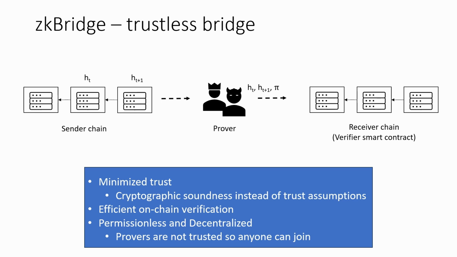The benefit of this system over traditional intermediaries are that it replaces trust assumptions with cryptographic soundness. We can have efficient on-chain verification because of SNARK succinctness. And finally, we can onboard provers in a permissionless and decentralized way, since provers don't have to be trusted.